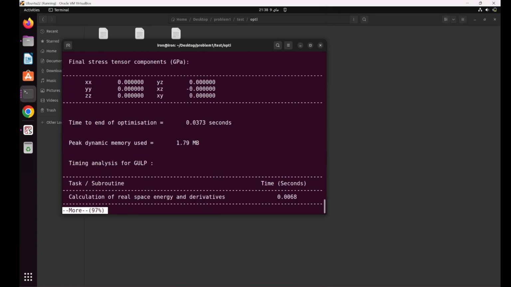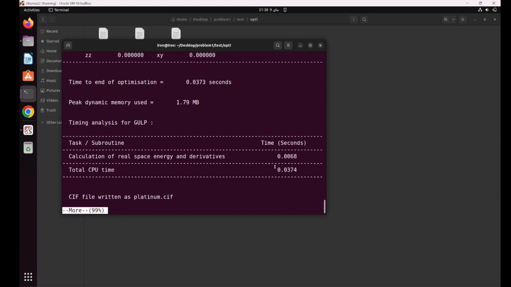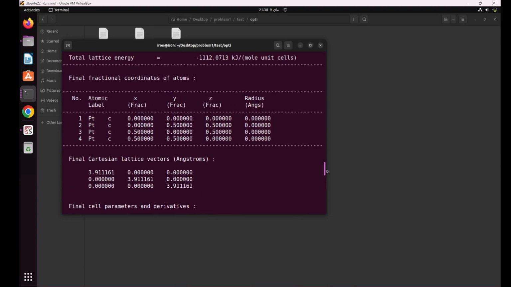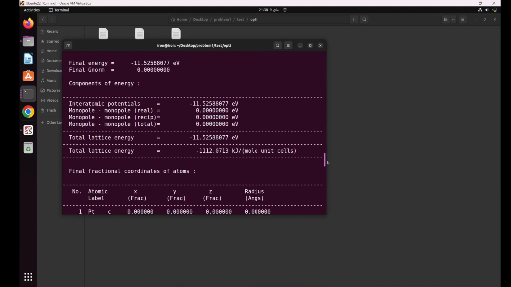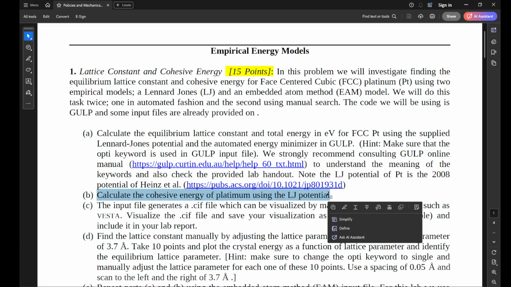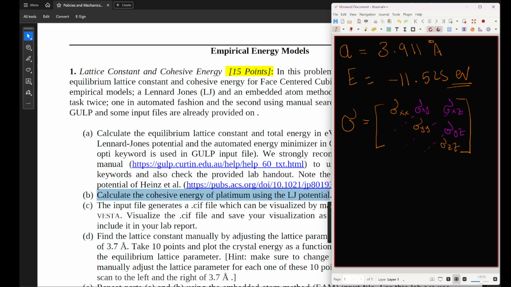In terms of timing, definitely this is taking a little bit more time in comparison to the previous calculation. So let's go now to the energy because we are ready to answer the second part of our problem here. So that's the total energy of the structure. Let's go to the statement of the second part. It says calculate the cohesive energy of platinum using the Lennard-Jones potential. So let's analyze this for a second.